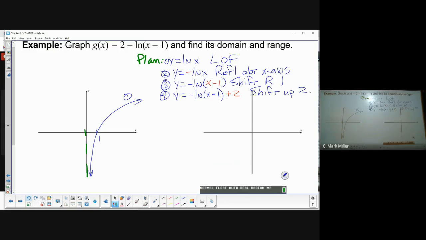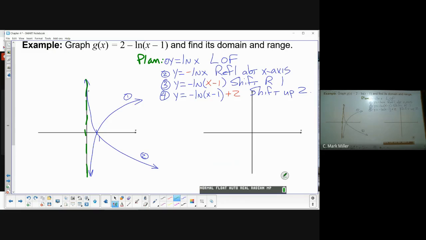Next, negative. Now this is interesting. The negative is going to reflect it about the x-axis. That's going to be pretty much what I just erased, right? That's going to be number 2. And now the asymptote is on the positive y-axis. I didn't plan that, but I should act like I did. Number 3, shift right 1.